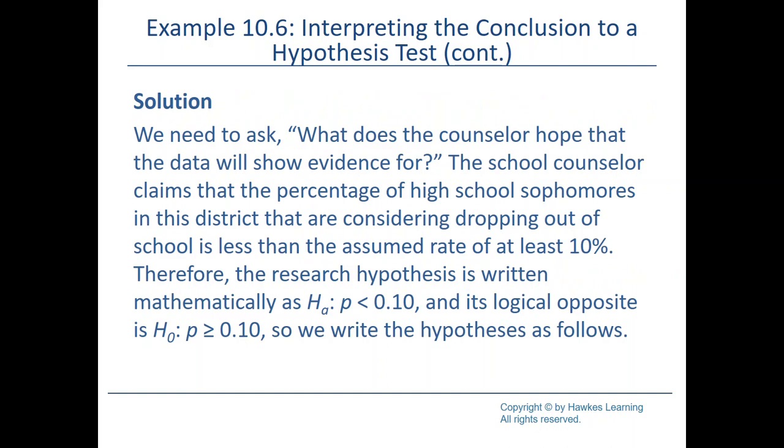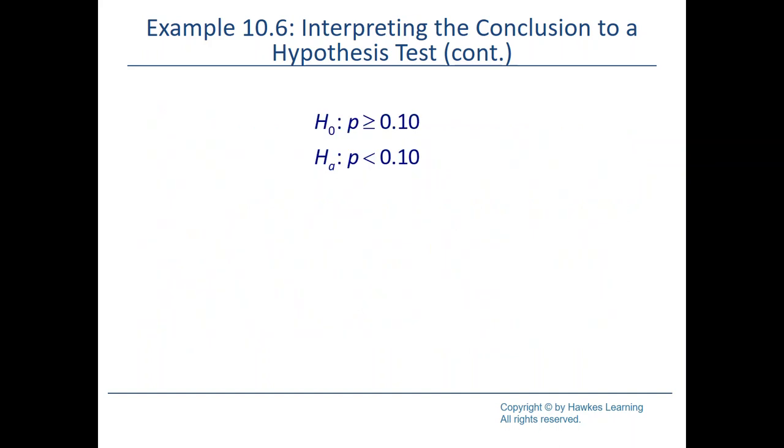Well, the first thing is we have to figure out what the null and alternative hypotheses are. The counselor claims that the percentage was too high, meaning that the dropout rate has to be smaller than what they have, right? So it's got to be less than the assumed 10%. So my alternative hypothesis, or research hypothesis, is that the proportion, P, is less than 10%. The logical opposite of less than must be greater than or equal to. So I have my alternative and null hypotheses written there.